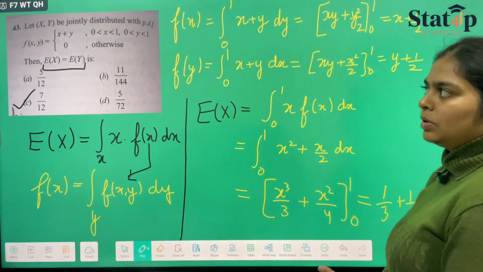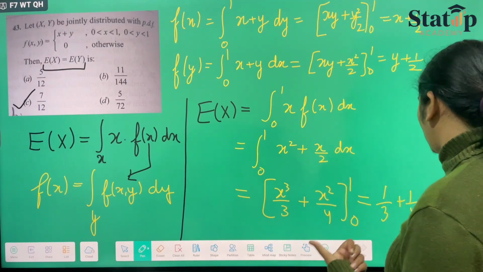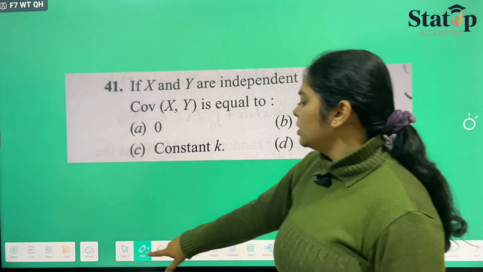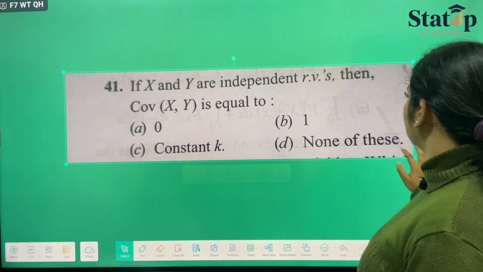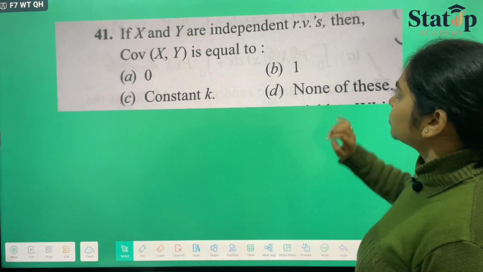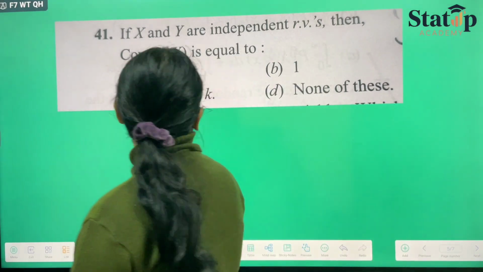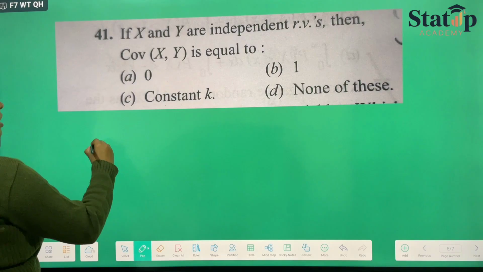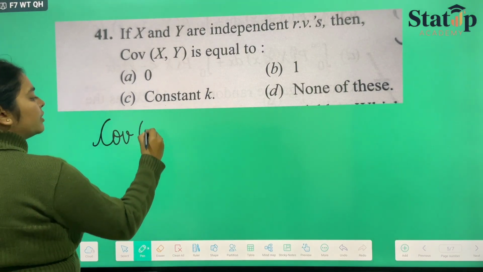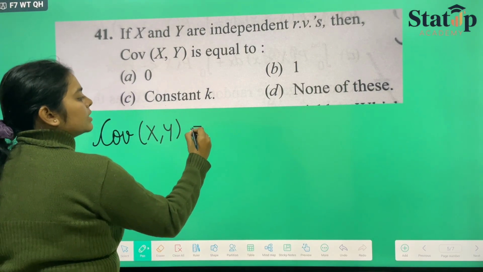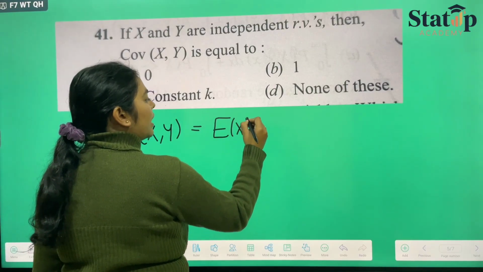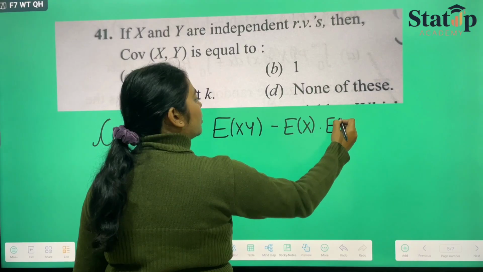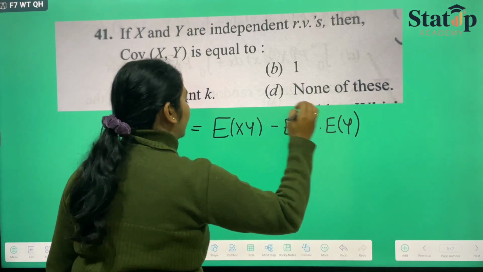If you know the concept, you'll be able to solve it in the examination. Now moving forward to the next question. This question states: if X and Y are independent random variables, the covariance between X and Y is equal to what? Now, I have told you that the covariance between two variables X and Y is nothing but the expectation of XY minus the expectation of X into the expectation of Y.